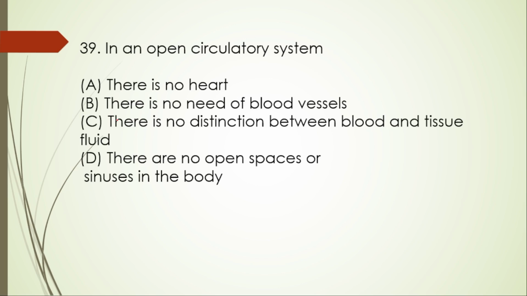39th one. In an open circulatory system, A. there is no heart, B. there is no need of blood vessels, C. there is no distinction between blood and then tissue fluid, D. there are no open spaces or sinuses in the blood. So here, in open circulatory system, there is no distinction between blood and then tissue fluid.